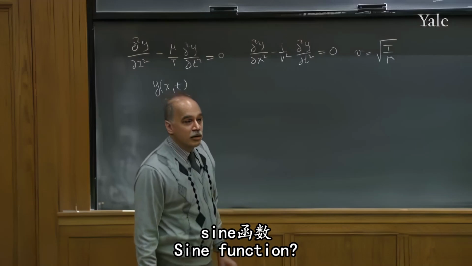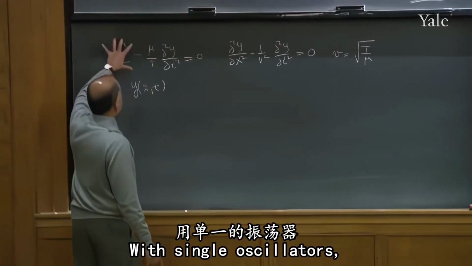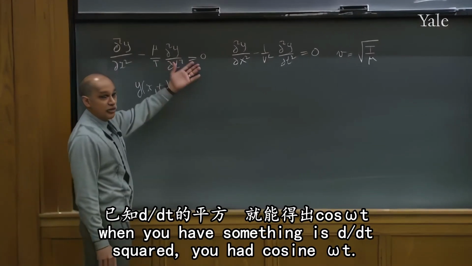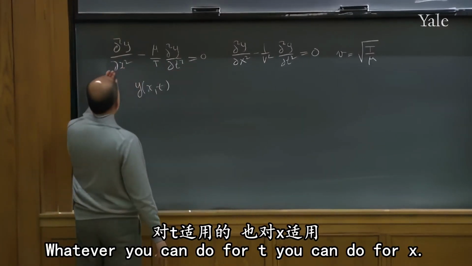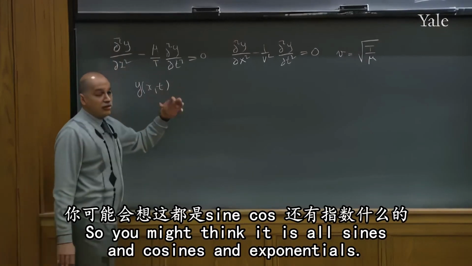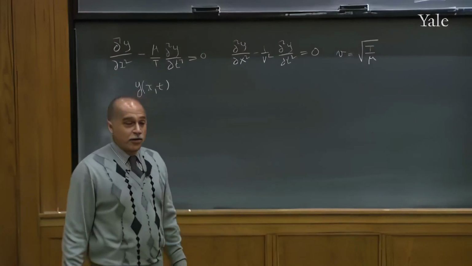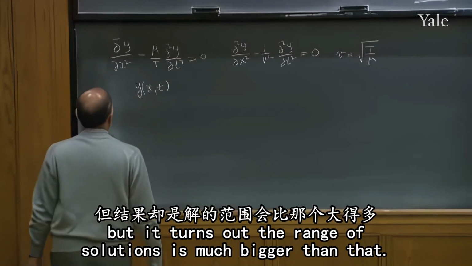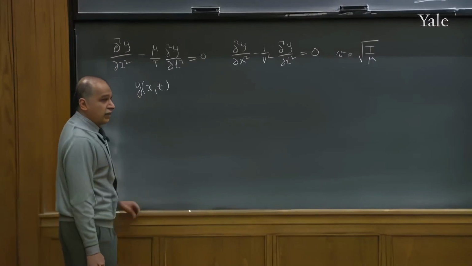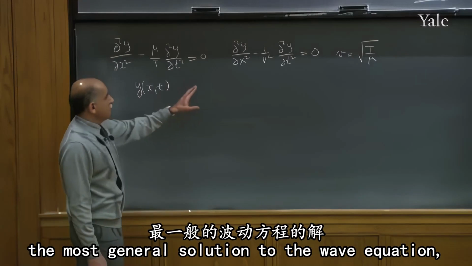Pardon me? Sines, maybe. With single oscillators, when you had something with d2 by dt squared, you had cosine omega t. And whatever you can do for t, you can do for x. You can have a cosine in x. So you might think it will involve cosines and sines and exponentials. All that is true, but it turns out the range of solutions is much bigger than that. I'm going to write down for you the most general solution to the wave equation.